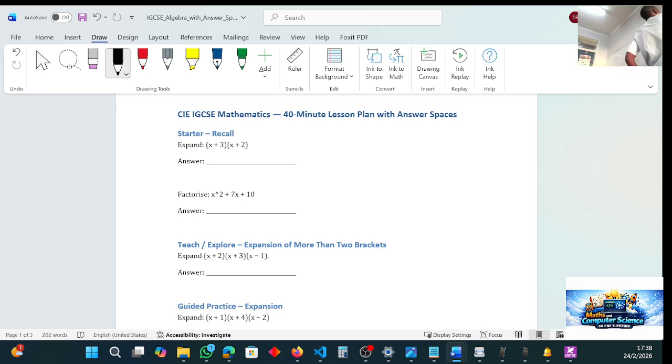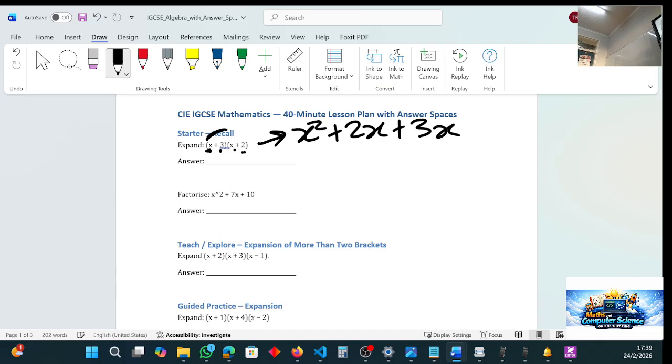With my pen here, and it looks like all the terms in the first bracket will multiply what's in the second bracket. So in other words, x is going to multiply everything in the second bracket. So that will be x times x. So this is going to lead us to x squared. Then when x multiplies 2, that's plus 2x. And we also have 3 multiplying everything in the second bracket. That will be 3x. And then 3 multiplied by 2, it gives us 6.